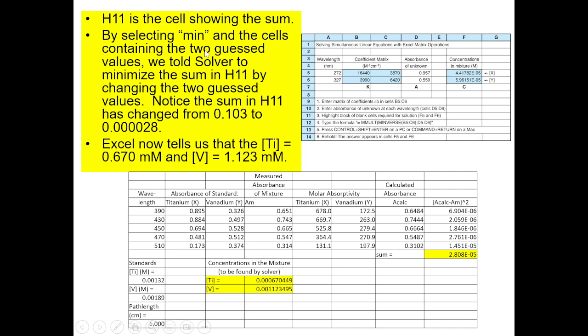You would select min and the cells containing the 2 guess values. These guess values are what we have to start off with, right? We're going to assume that they're fairly low concentrations, and that would be why we guessed, I believe, 0.1 if I remember correctly, or no, 0.001, right? Essentially, you want to start off with something pretty low, okay? The reason we start off at something pretty low is because our absorbance values are fairly low, right? See that? We don't have like 0.9, do we? Okay. Anybody have any questions so far?